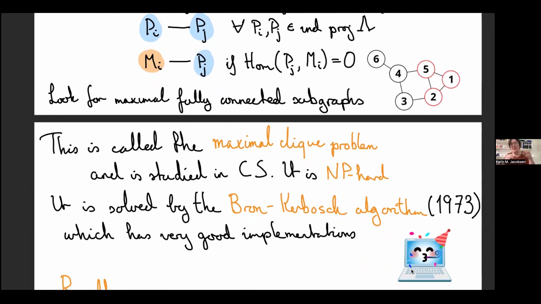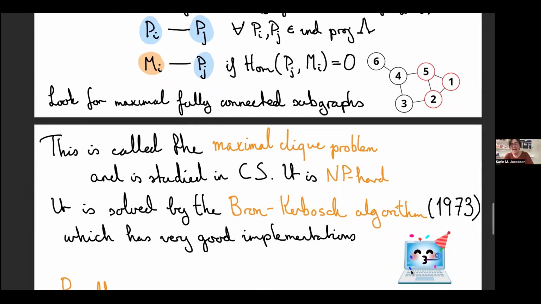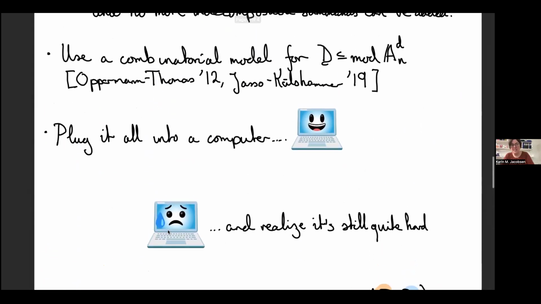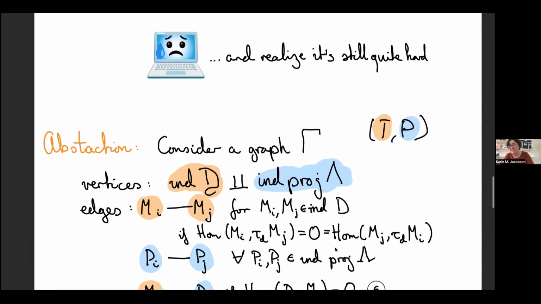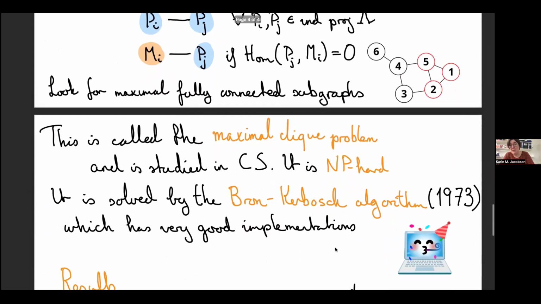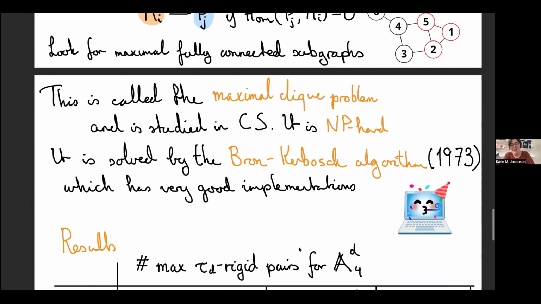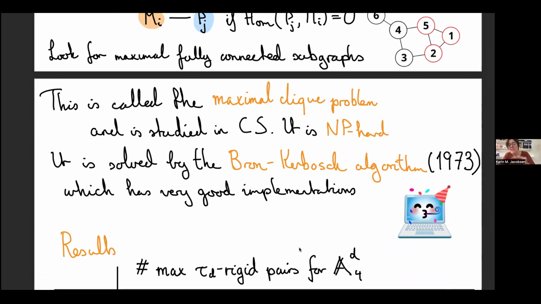So now I can go back, plug all this information into my computer, turn my problem into a graph problem, and throw a nice Python library at it. I use NetworkX. It has the implementation. And I actually get results. So here are a number of maximal tau d rigid pairs. And I'm just showing some of my results here.